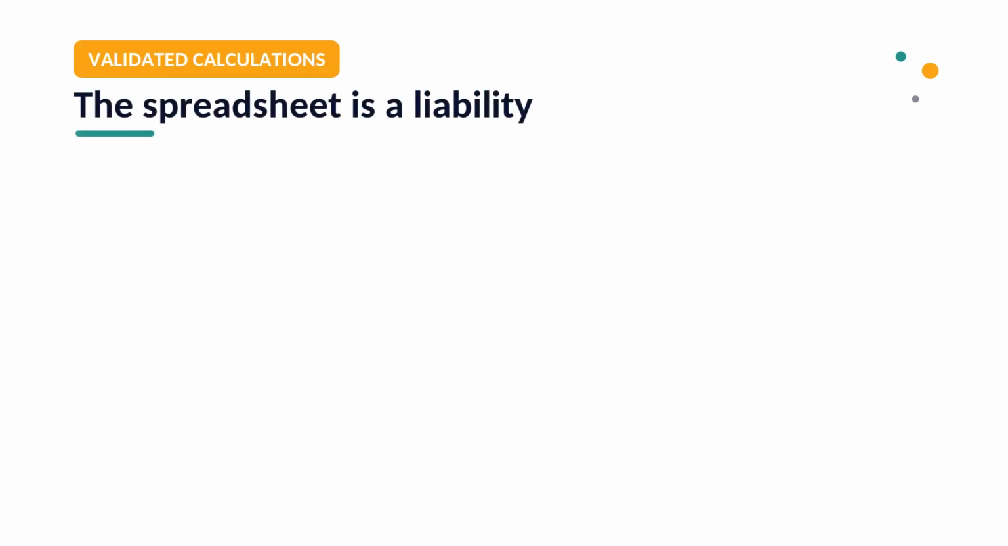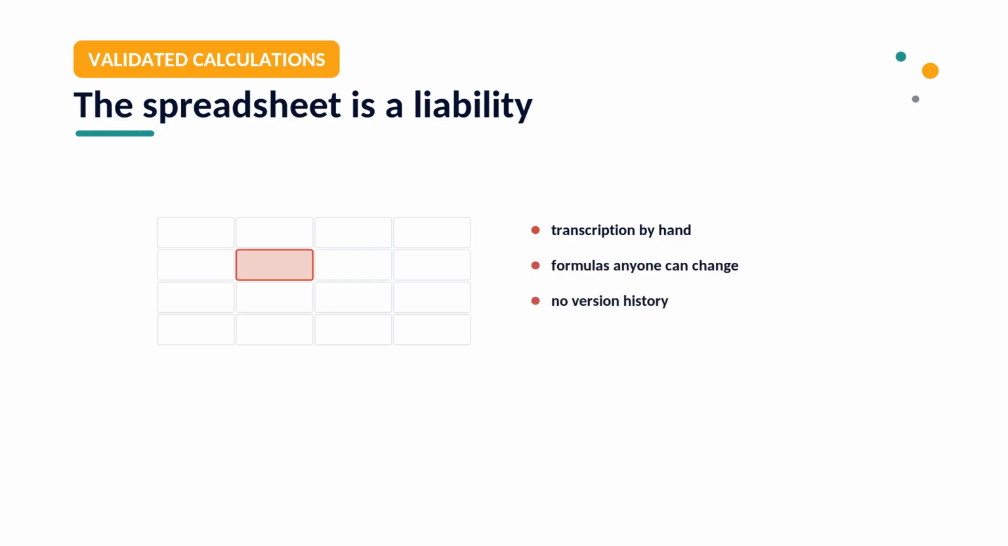Control 5. Built-in, validated calculations, accurate by design. The moment a number leaves your system to be calculated somewhere else, you've created risk. The unvalidated spreadsheet is the single most common shadow system inspectors hunt for. Numbers transcribed by hand, formulas anyone can change with no version history, a cell overwritten by accident and invisible in the result. The answer is to keep the math inside the validated system.